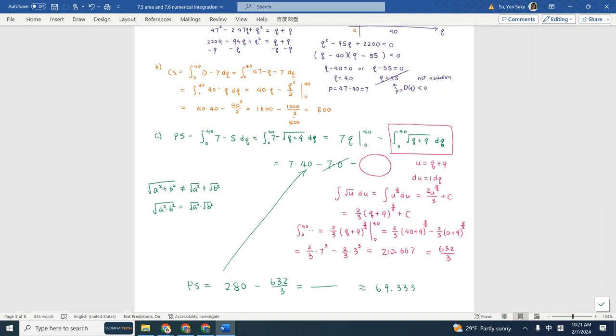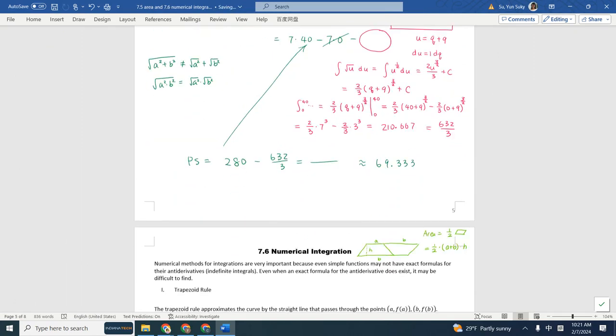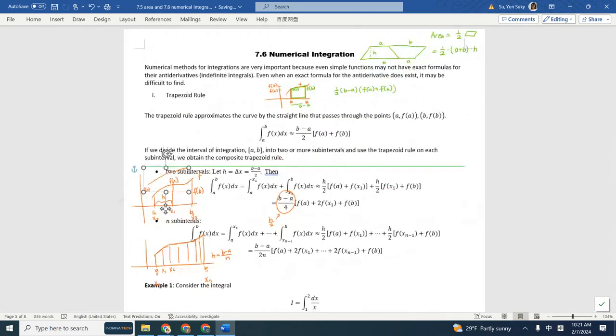Any questions about computing the area? All good? Okay. So let's look at the last section, 7.6.